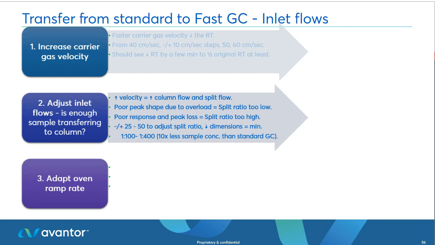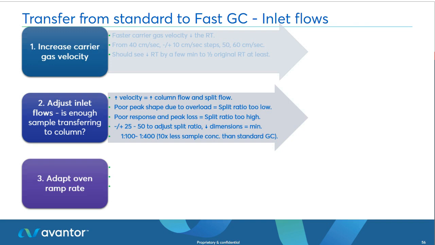So if you have poor peak shape and if there's overload, then the split ratio is too low and you need to increase it. So less of the sample is going down the column, it's just too much and it's saturating the column. If you've got poor response and you're losing peaks, and the split ratio is too high and too much sample is going out the split vent, then you need to decrease it. So you can plus or minus by 20 to 40 on that split ratio.